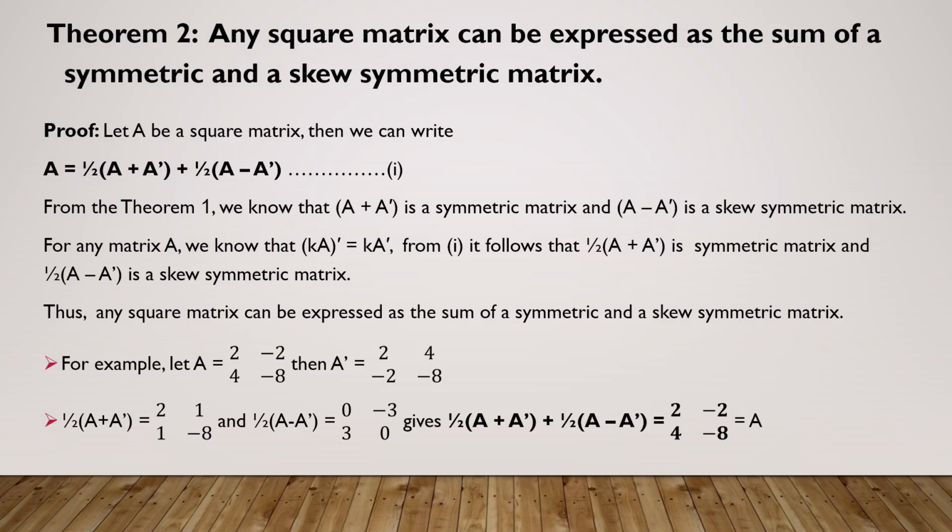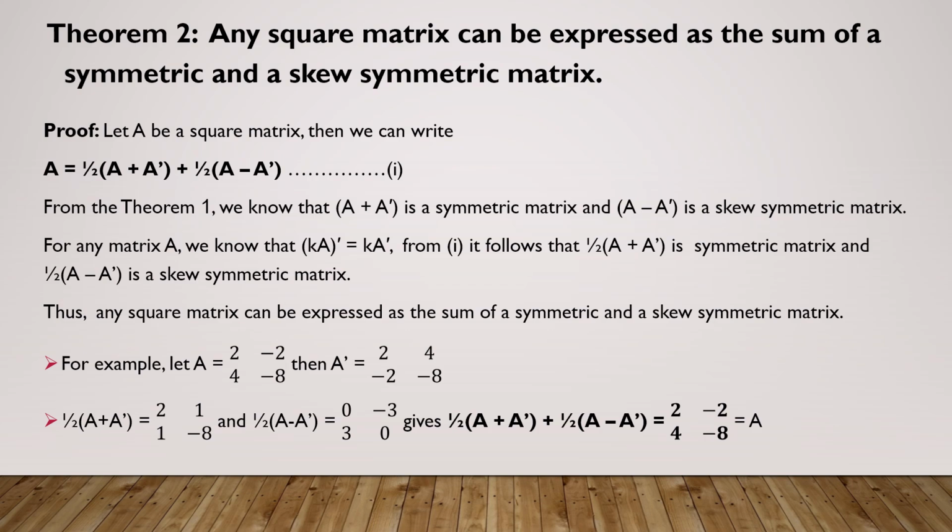Theorem 2. Any square matrix can be represented as the sum of a symmetric and skew symmetric matrix. This you can be asked in objective type of questions also. You can use this result. That means, what does it say? Suppose if A is a square matrix, then we can express A in the form of the sum of some symmetric and some skew symmetric matrix. Now which will they be?